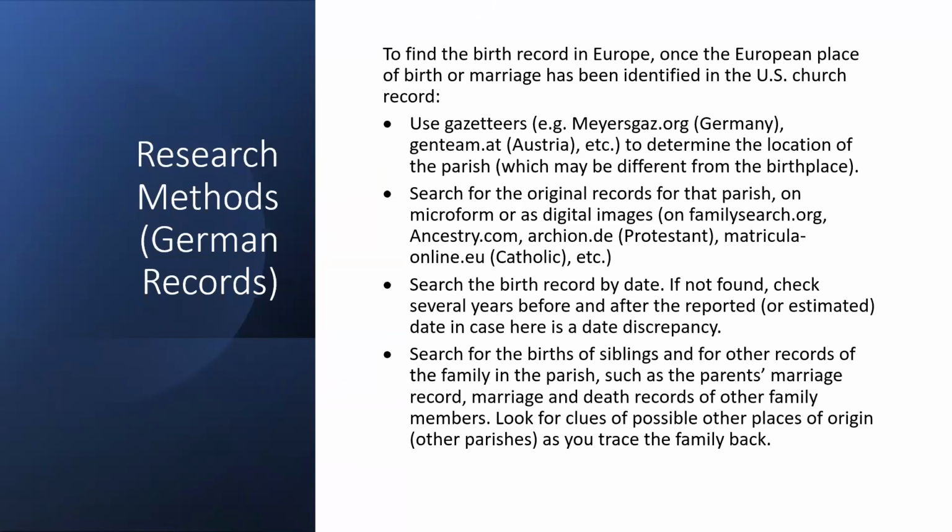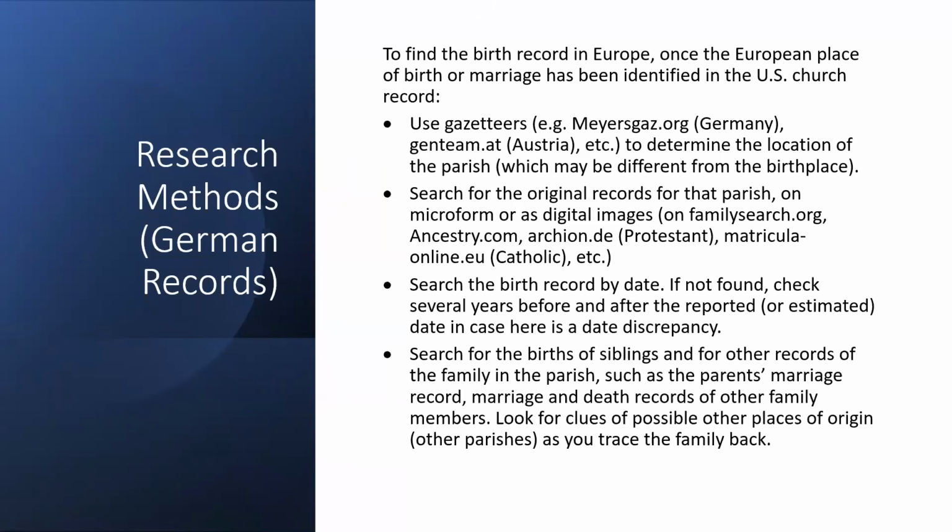And then once you find where records exist, you're going to want to look for the birth record by date. And if not found, you're going to want to check for some years before or some years after, in case there is a date discrepancy. Sometimes birth dates given in US records are wrong. Maybe the year is off by a bit, or maybe you just have an approximate date of birth and not a specific birth date.